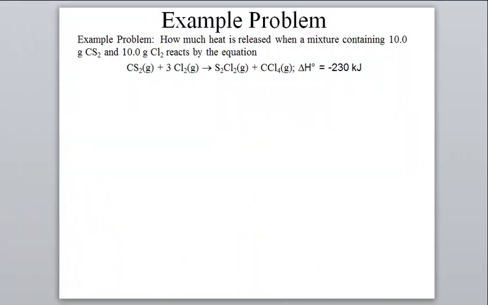Let's pause the video again and do another example problem. Unpause the video when you're ready to see the final answer, or if you need help as you go through the process.